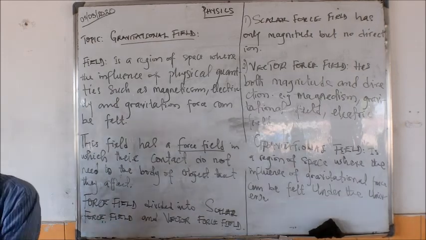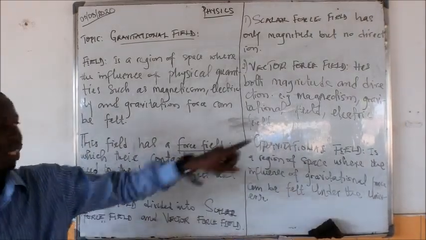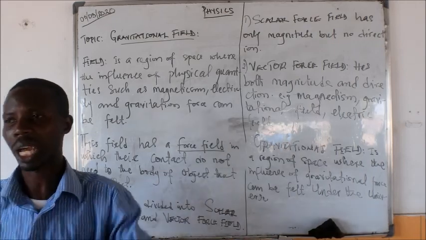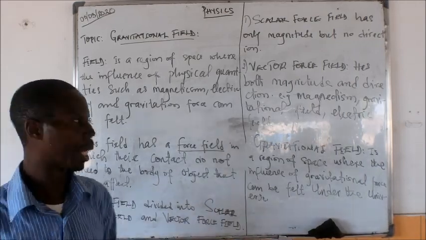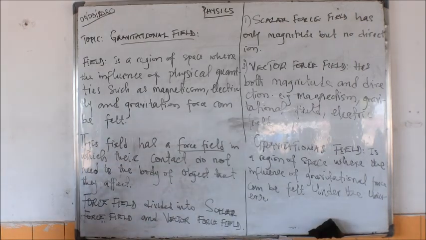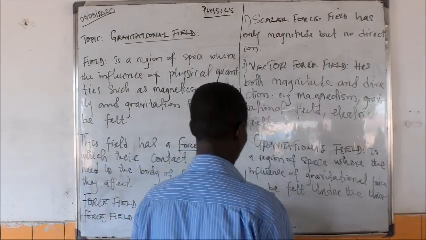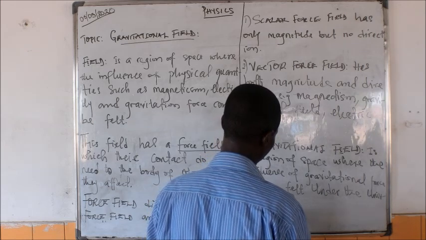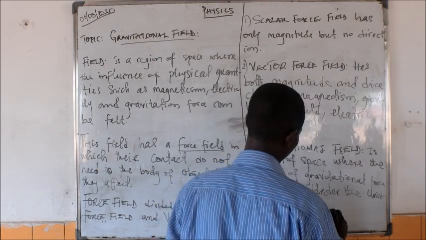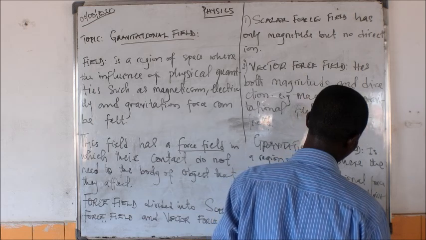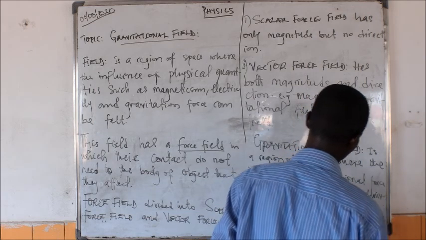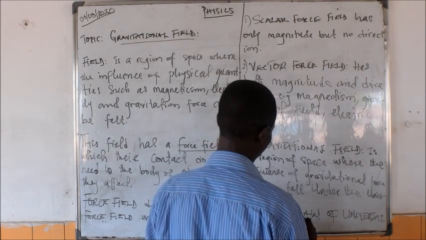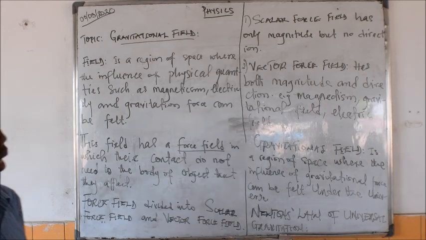Now, if you look at the way I'm presenting this, I'm going in different dimensions and I'm still giving you the same point. Are we together? So gravitational field is a region of space where the influence of gravitational force can be felt under the universe. Are we together? Then we are going to discuss what we know as Newton's law of universal gravitation.